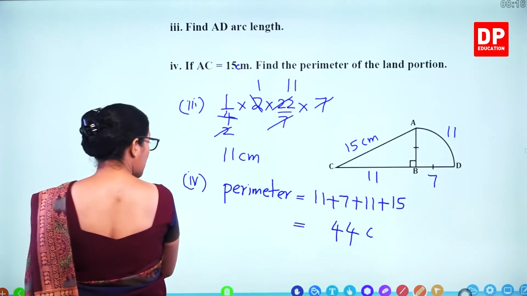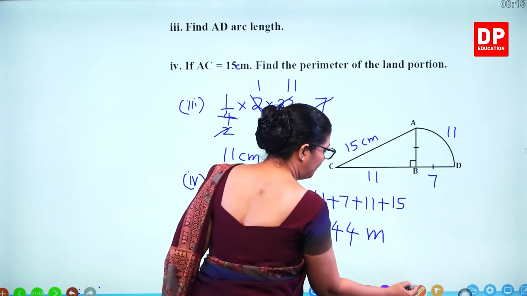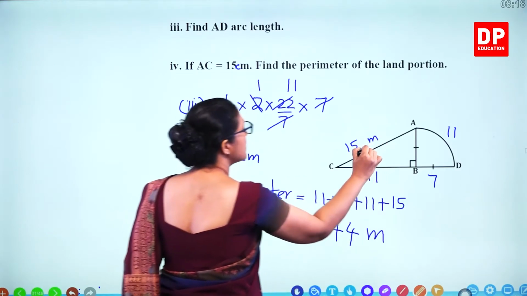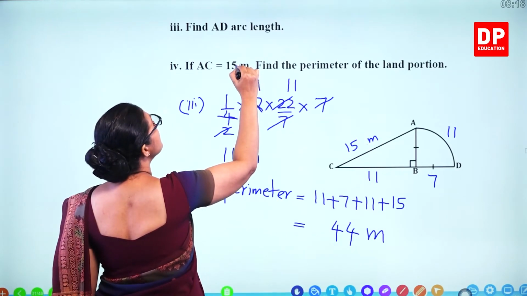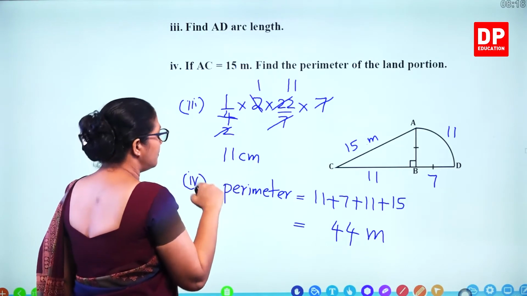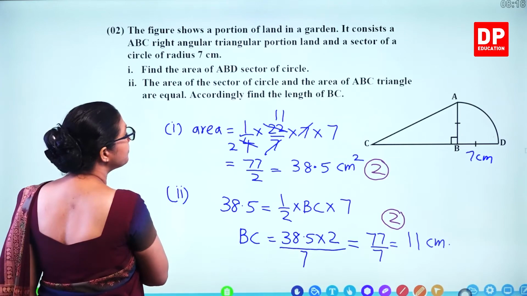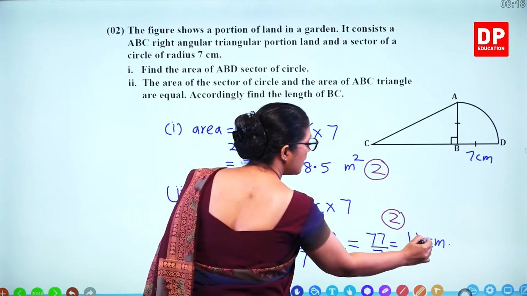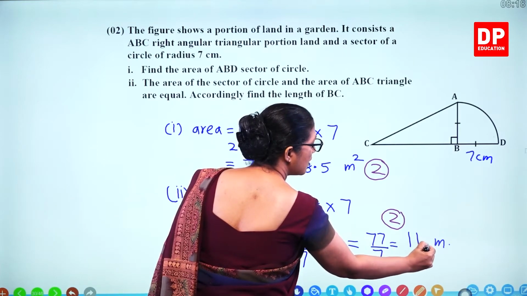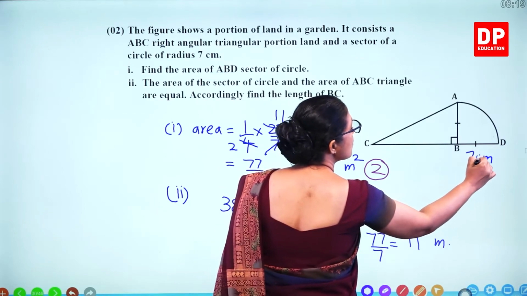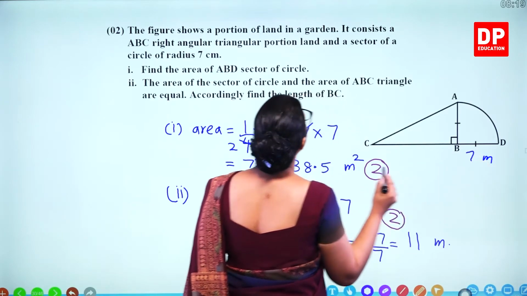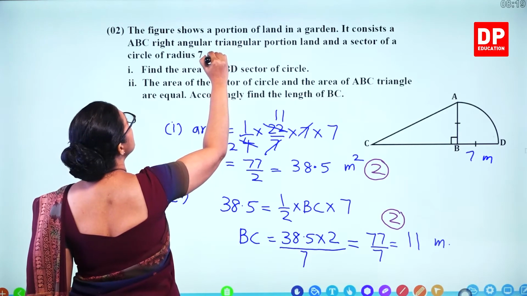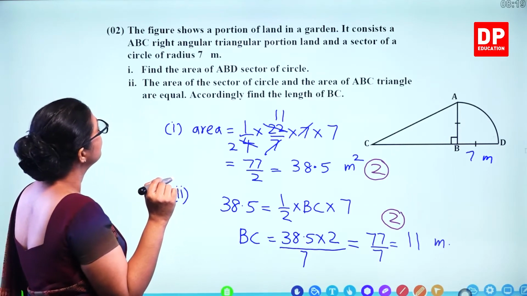Not centimeters. Now we'll put meters. And I'll change all these to meters. This is also, we'll take meters. So the previous part, I'll take meter squared, meters, and this is also meters. Now all measurements are given in meters.